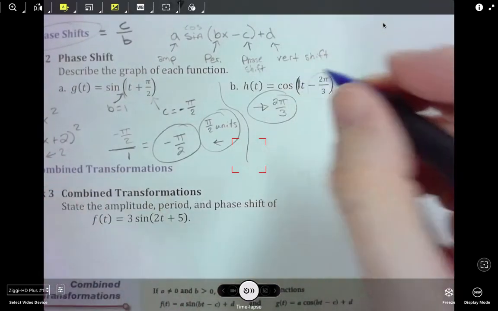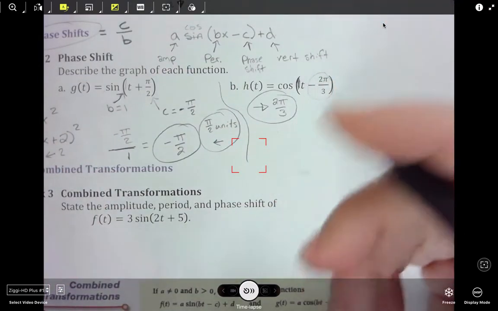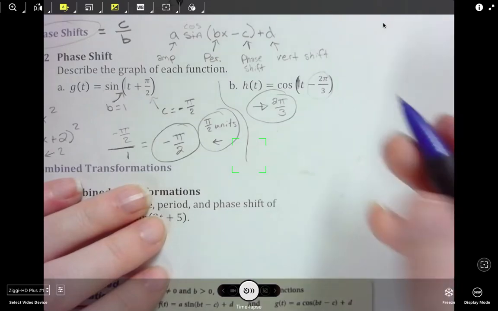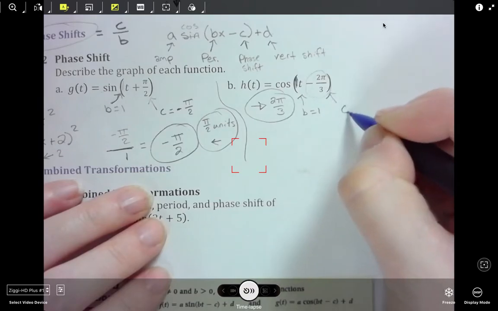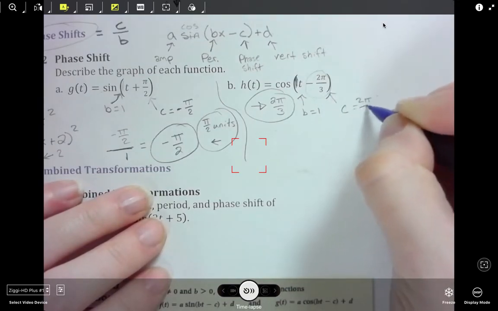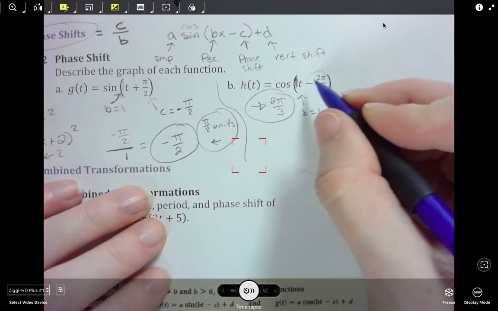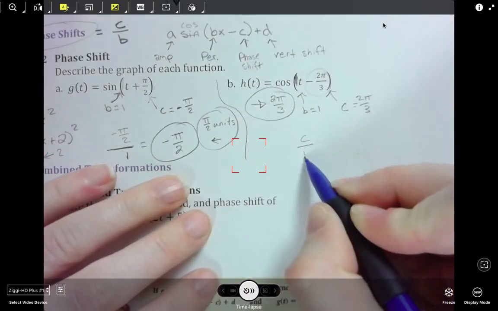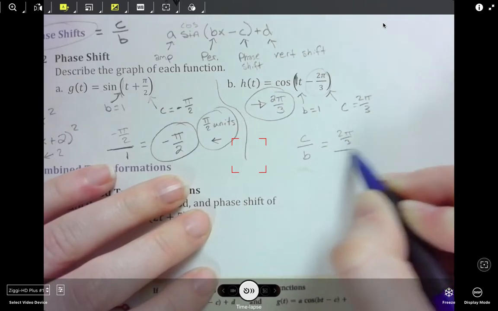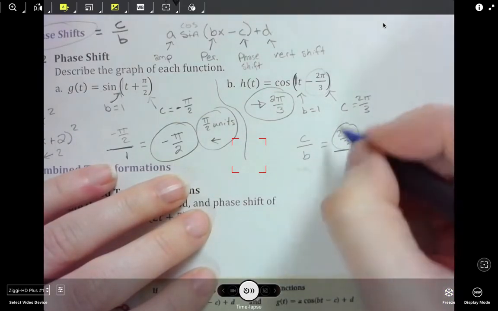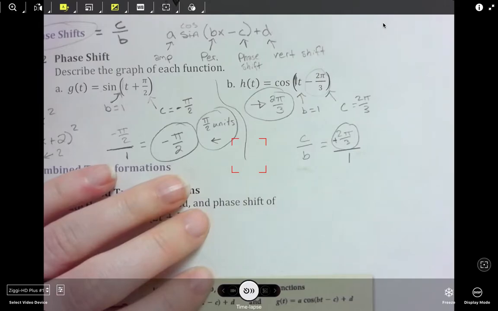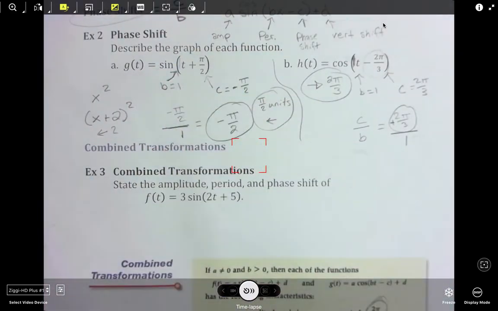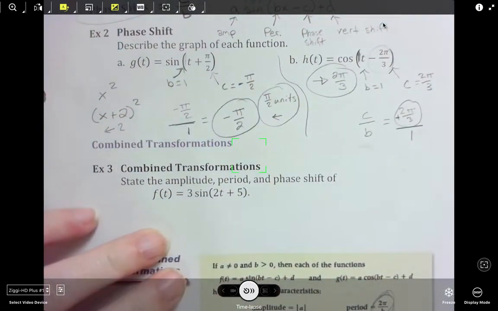I did that kind of in my head, but let's go ahead and do the C over B trick so that we can verify that this is actually what we're doing. B is going to be 1 here because it's the number in front of T, and C is positive 2 pi over 3. We flip that symbol. If we do C over B, that's 2 pi over 3 over 1, which is just 2 pi over 3. And since that's a positive 2 pi over 3, that means we're moving to the right, 2 pi over 3 units. That's describing the graph of each function. We would take cosine and move it 2 pi over 3 units to the right. We would take sine and move it pi over 2 units to the left.